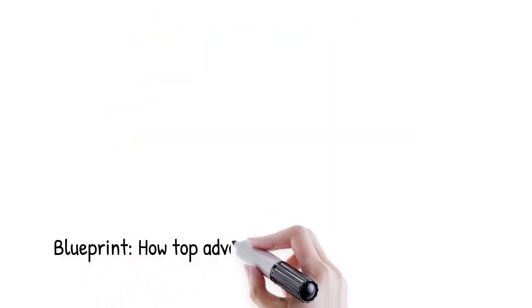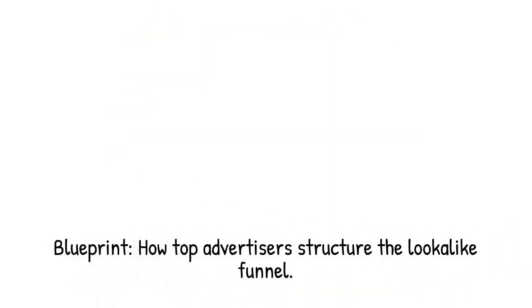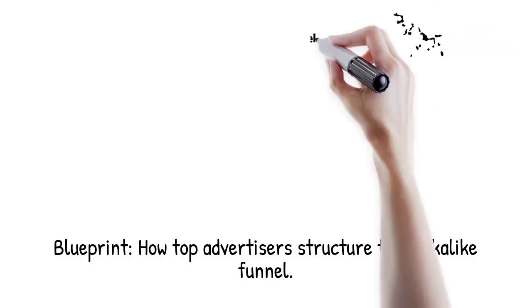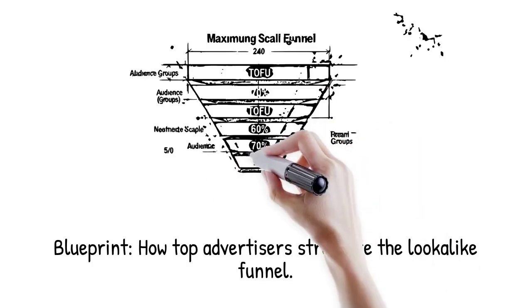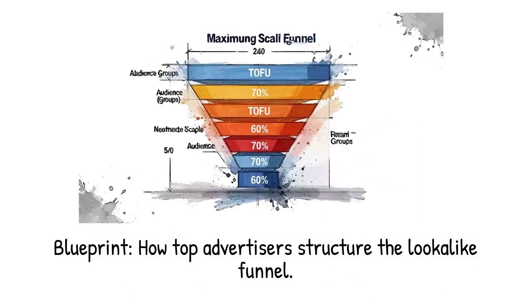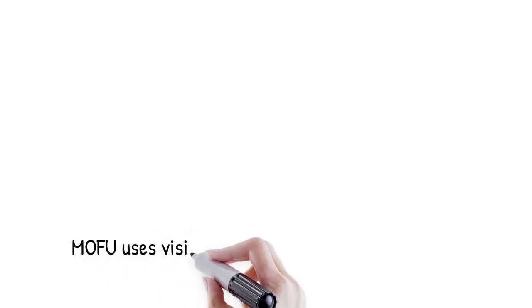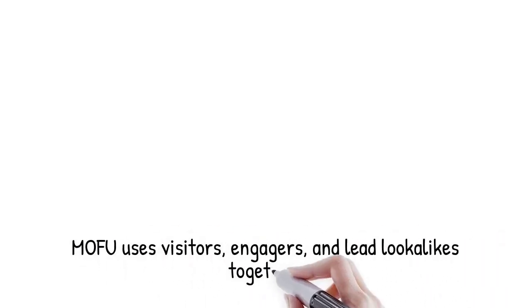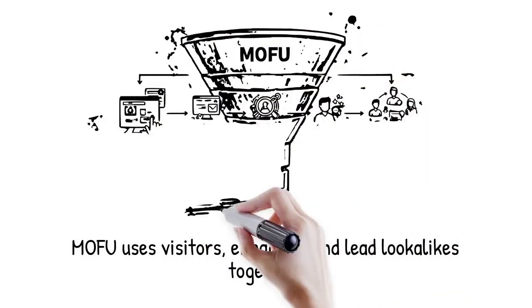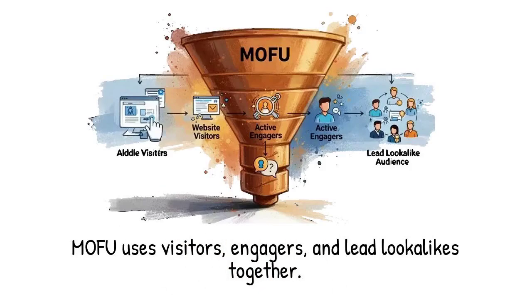There's a blueprint used by top advertisers for structuring the lookalike funnel. At the top of funnel, TOFU, they use stacked 1 to 3% purchasers, 1 to 5% video viewers, and 1 to 3% add to cart lookalikes for maximum reach and scaling. In the middle of funnel, MOFU, top advertisers use segments like website visitors, audience engagers, and lead lookalikes ranging from 2 to 5%. The core strategy is to bring warming audiences closer to making a purchase decision.